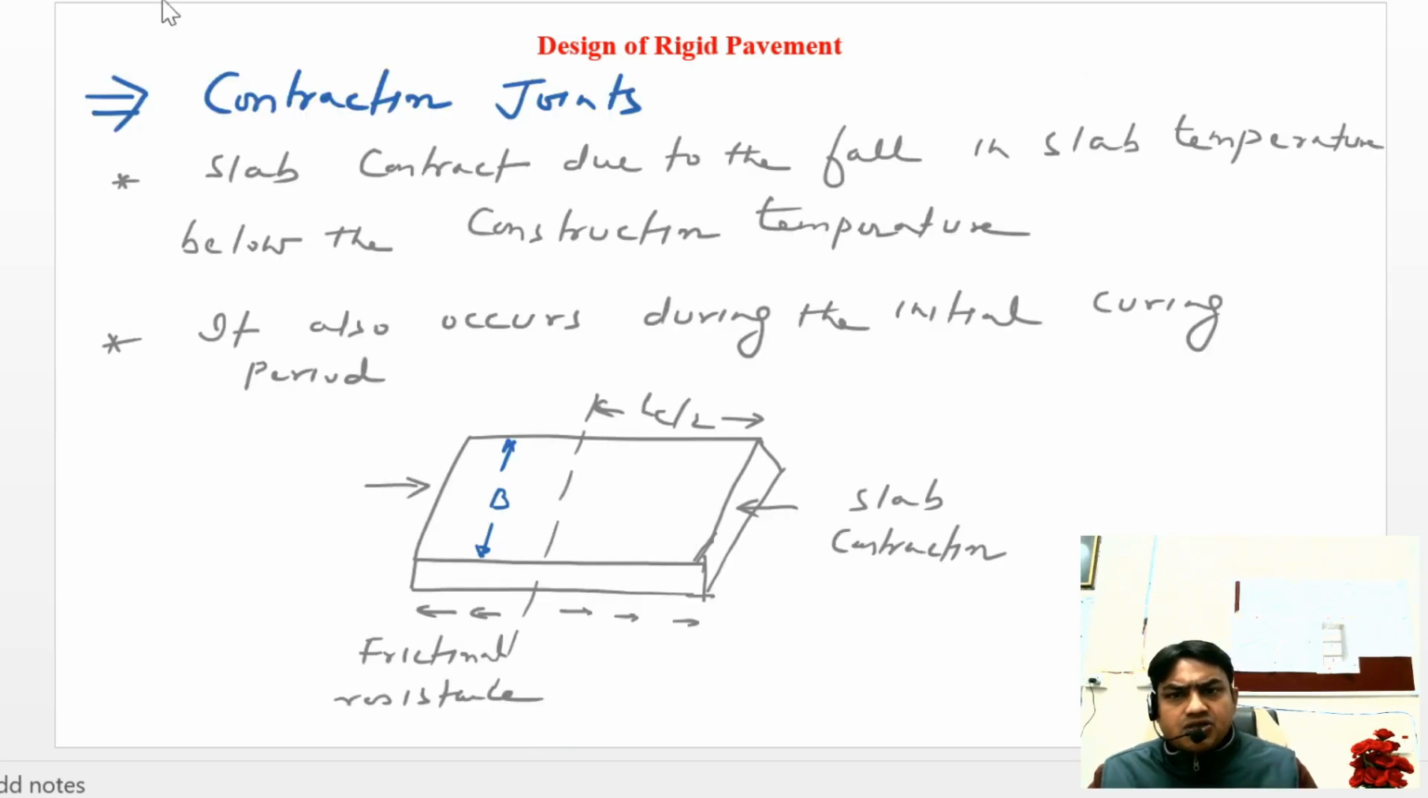Another type of joint is called the contraction joint. When the slab contracts due to a fall in slab temperature below the construction temperature, and it also occurs during the initial curing period, contraction joints will occur. This is the cross section of the slab, and here B is the width of the slab, the entire length is LC, so the half portion is LC by 2, and this is the frictional resistance.